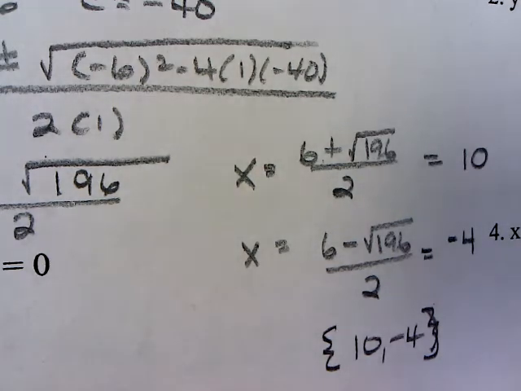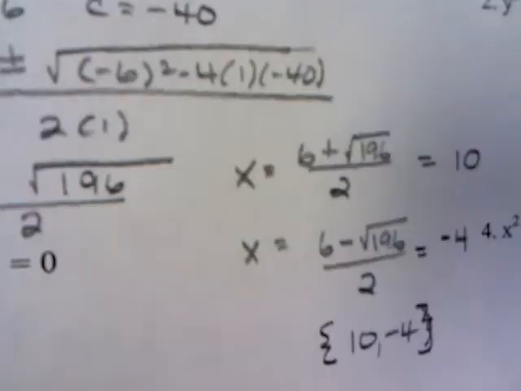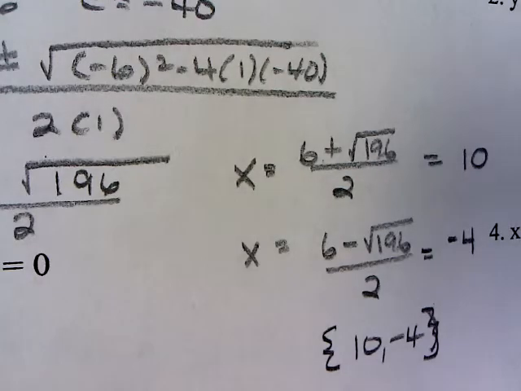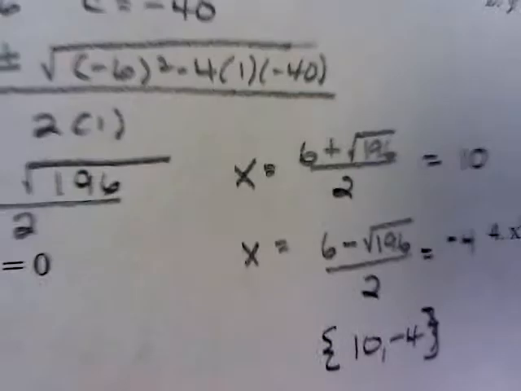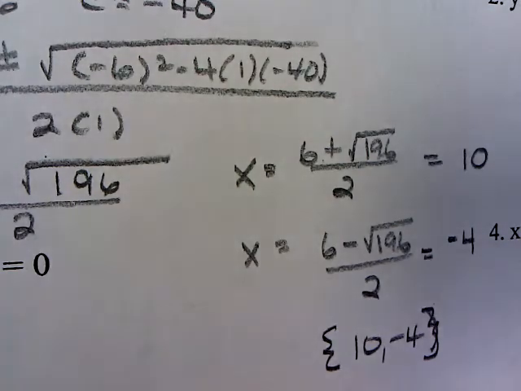99% of your answers are like number 1. They're either going to be nice, pretty numbers like this, or they may be a decimal. Because if, when I do under my radical, I get an irrational number, I'll have a decimal answer. If time, I'll show you that one as well.